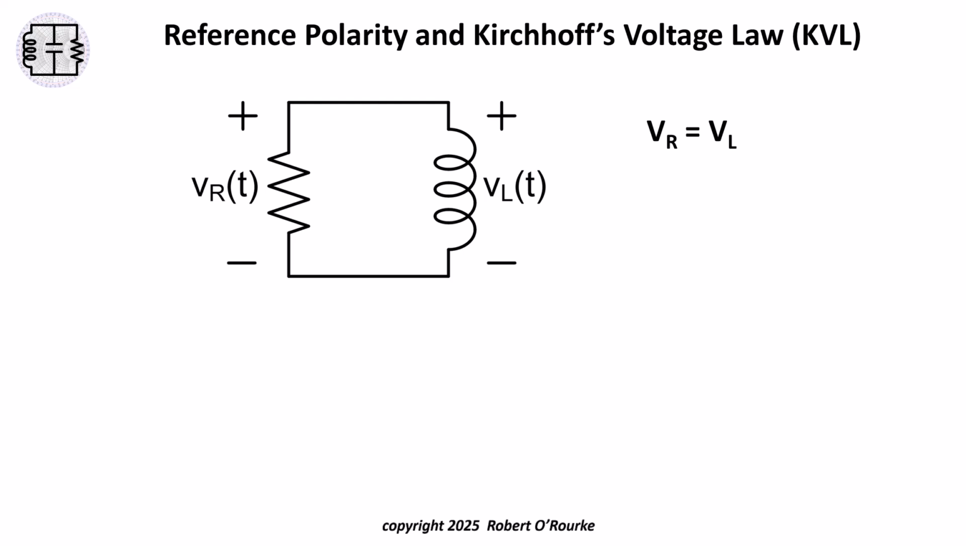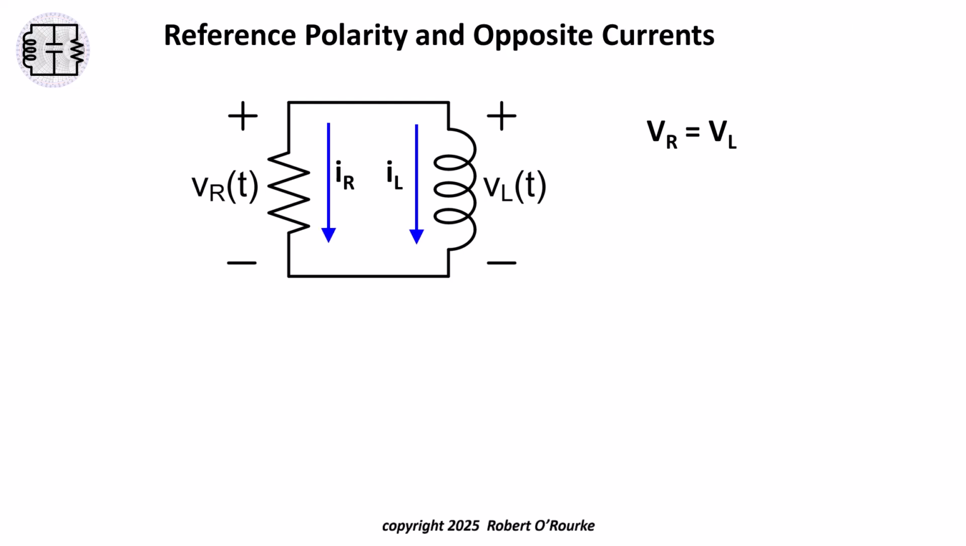Reference polarity appears when using KVL, Kirchhoff's voltage law. To start, there is only one voltage and it drops across both the resistor and the inductor in parallel. The reference polarities of V sub R and V sub L, equal to one another, correspond to positive currents flowing downward through each circuit element, the resistor and the inductor. I sub R and I sub L are opposite one another.